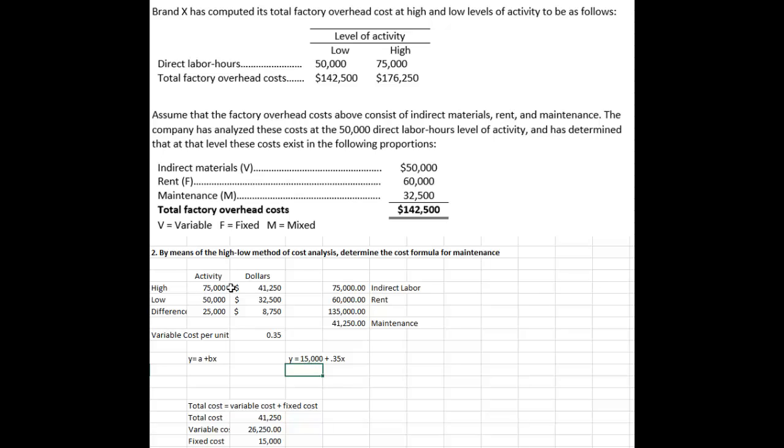and let's just prove that this is accurate. We went through the high level of activity, and that's how we came up with the formula. What if we plug in the low level of activity? Does that formula work? Let's look at it. So my total cost at the low level of activity would be y equals 15,000 plus 0.35 times 50,000 units. So let's see, my 15,000 plus 0.35 times the 50,000 direct labor hours. And look at that, I have $32,500, and that's exactly what the total mixed costs are, the maintenance cost at the low level of activity. So again, this is your answer right here, 15,000 plus 0.35x.